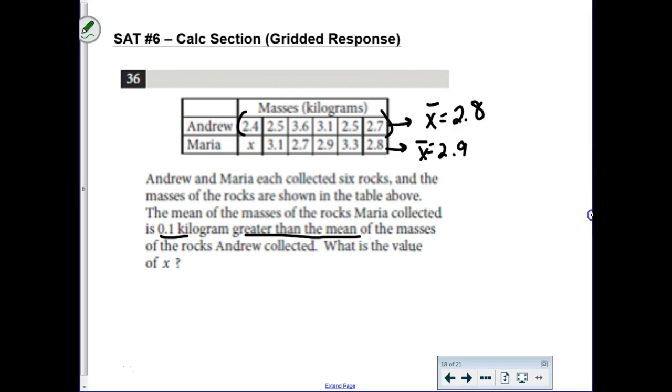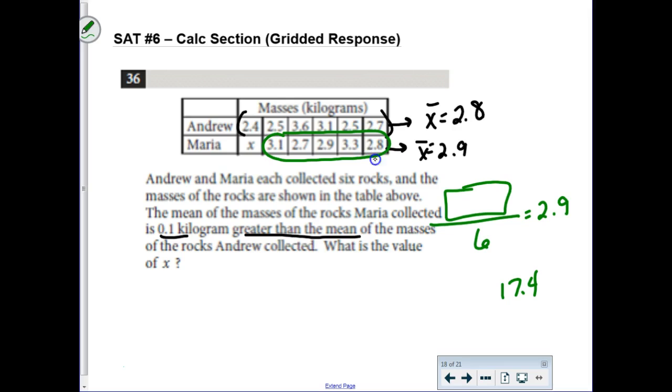So here's what you need to do. Maria's rocks, when she adds them all up and then divides by 6, it's got to come out to 2.9. So what's 2.9 times 6? Then tell me how far away from 17.4 she is when you take this stuff and add it together.